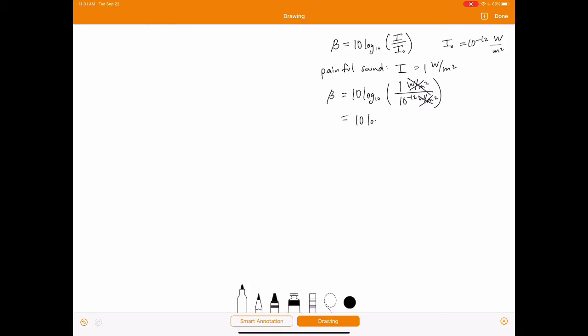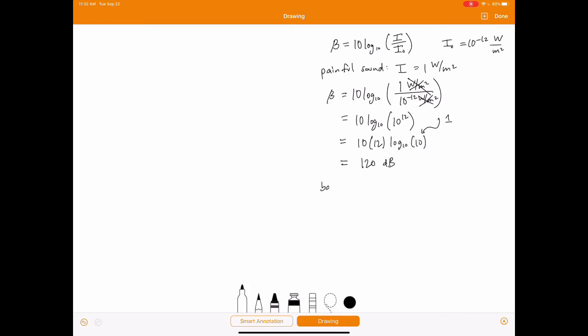And then we have 10 times the log base 10. 1 divided by 10 to the minus 12 is just 10 to the 12. And that 12 power can come out to the front. So we have 10 times 12 times log base 10 of 10. That right there is 1. If you take log base 10 of 10, you just get 1. So we're just left with 10 times 12, which is 120 decibels. Okay, so 120 decibels is where the sound begins to become painful.